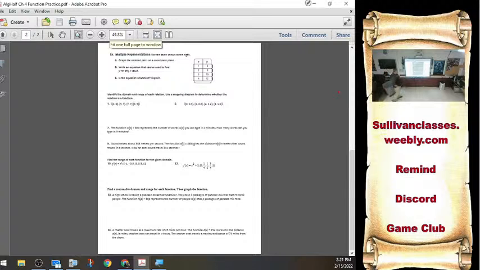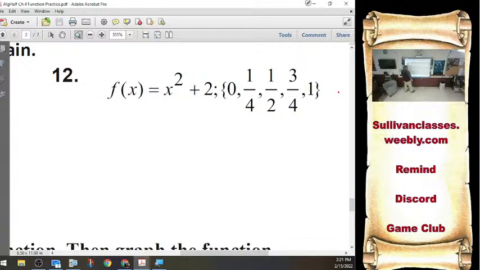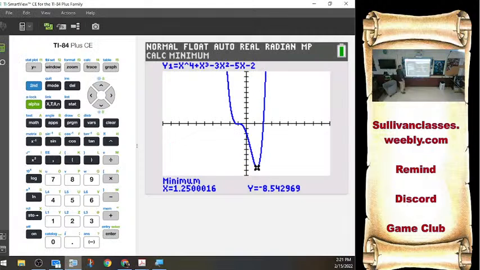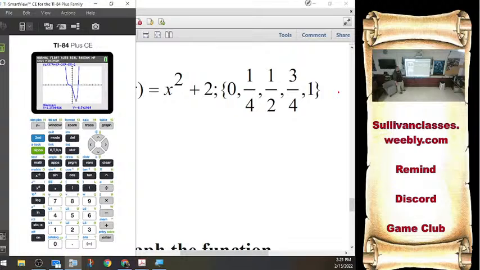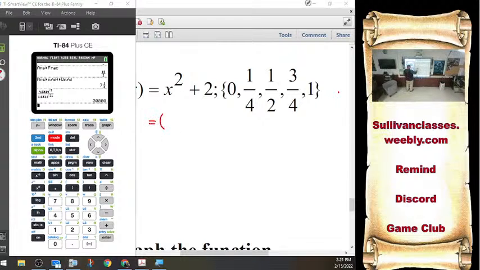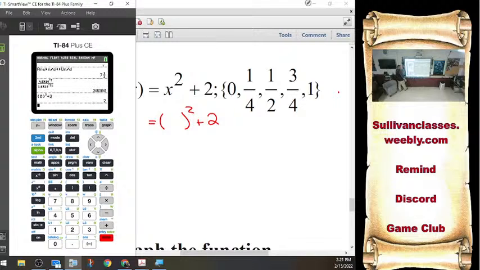12? Ew, fractions, right? Find the range given the domain. Y'all, grab a calculator. Let the calculator do the hard work for you. Everywhere that there was an x, you're going to plug these numbers. So, parentheses 0, parentheses squared, plus 2. That thing.